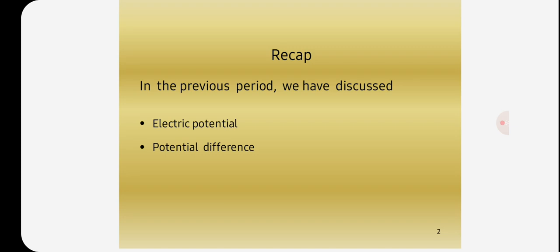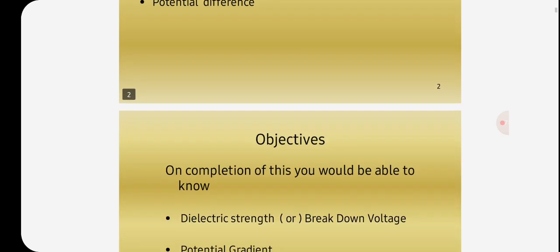Suppose a negatively charged body is connected to Earth. Charge will flow from the Earth to the body because the Earth has higher potential than the body. The charge continues to flow from Earth to the negatively charged body until the potential of the body also becomes the same as that of the Earth. So this is potential and potential difference.